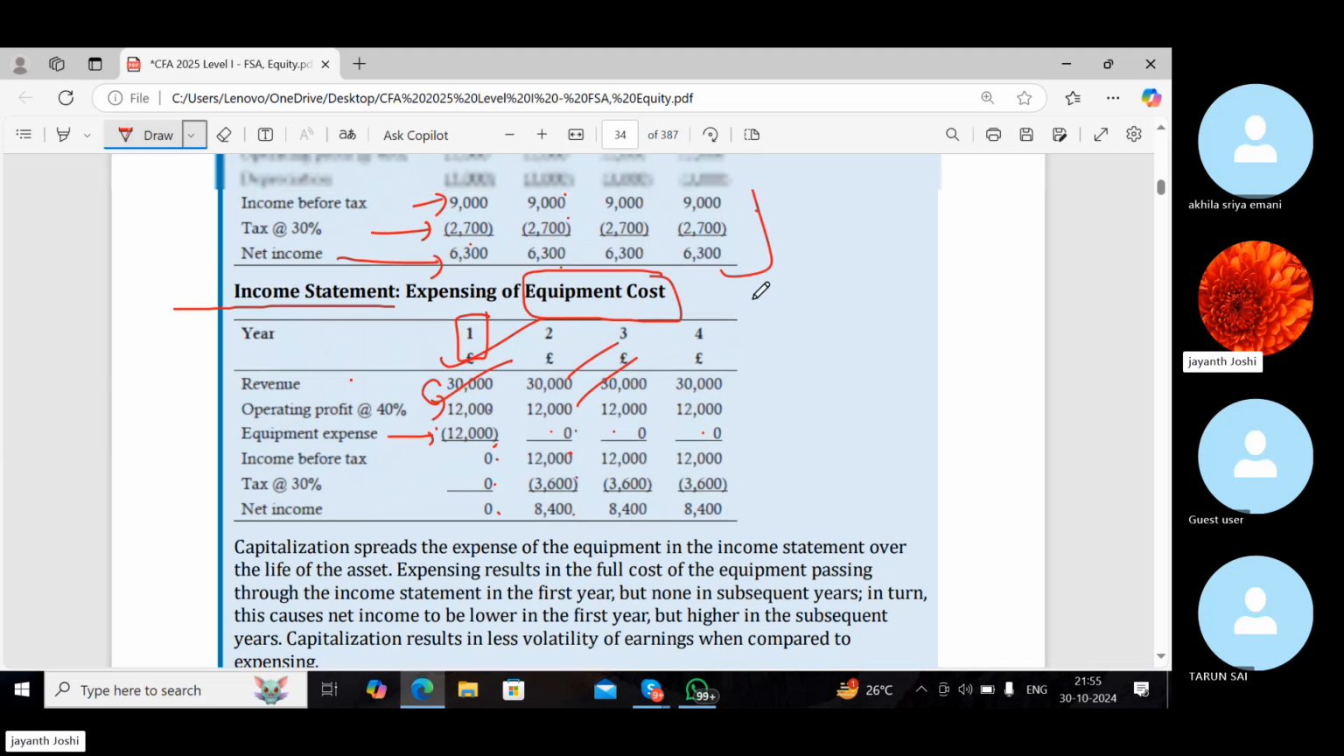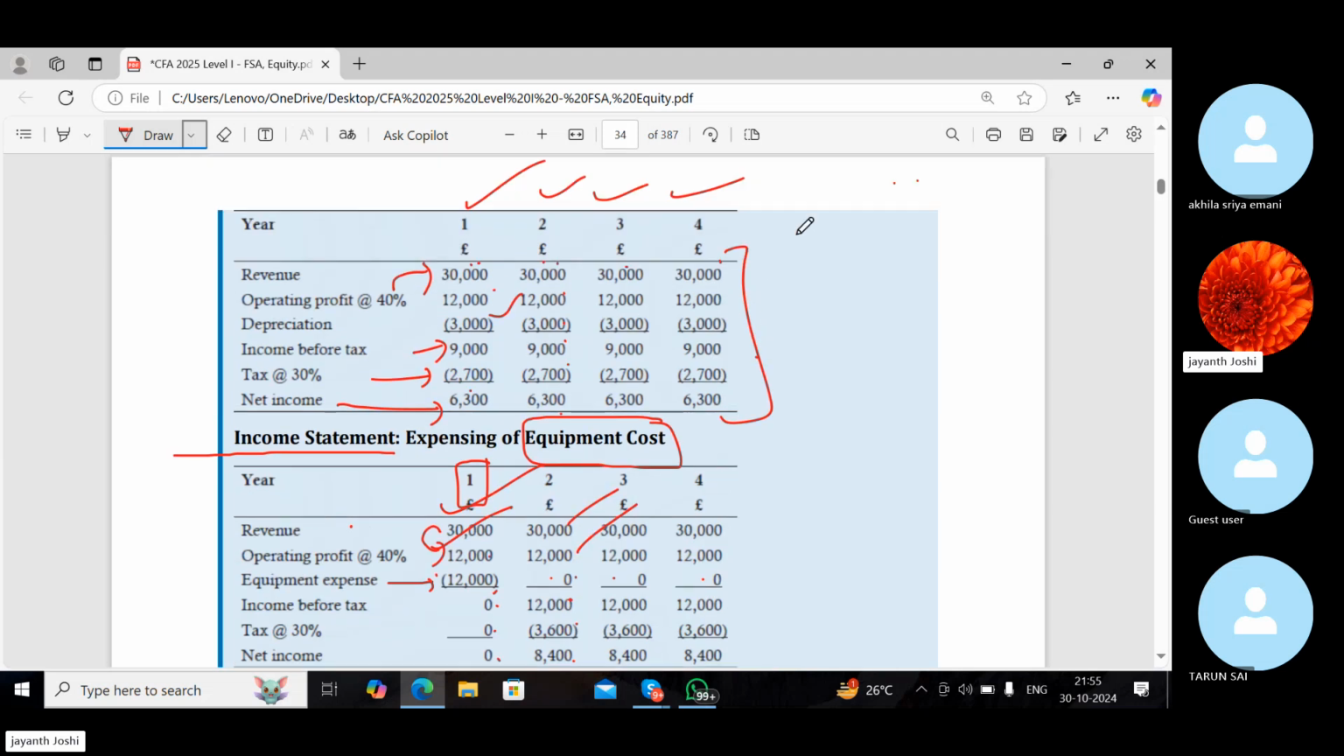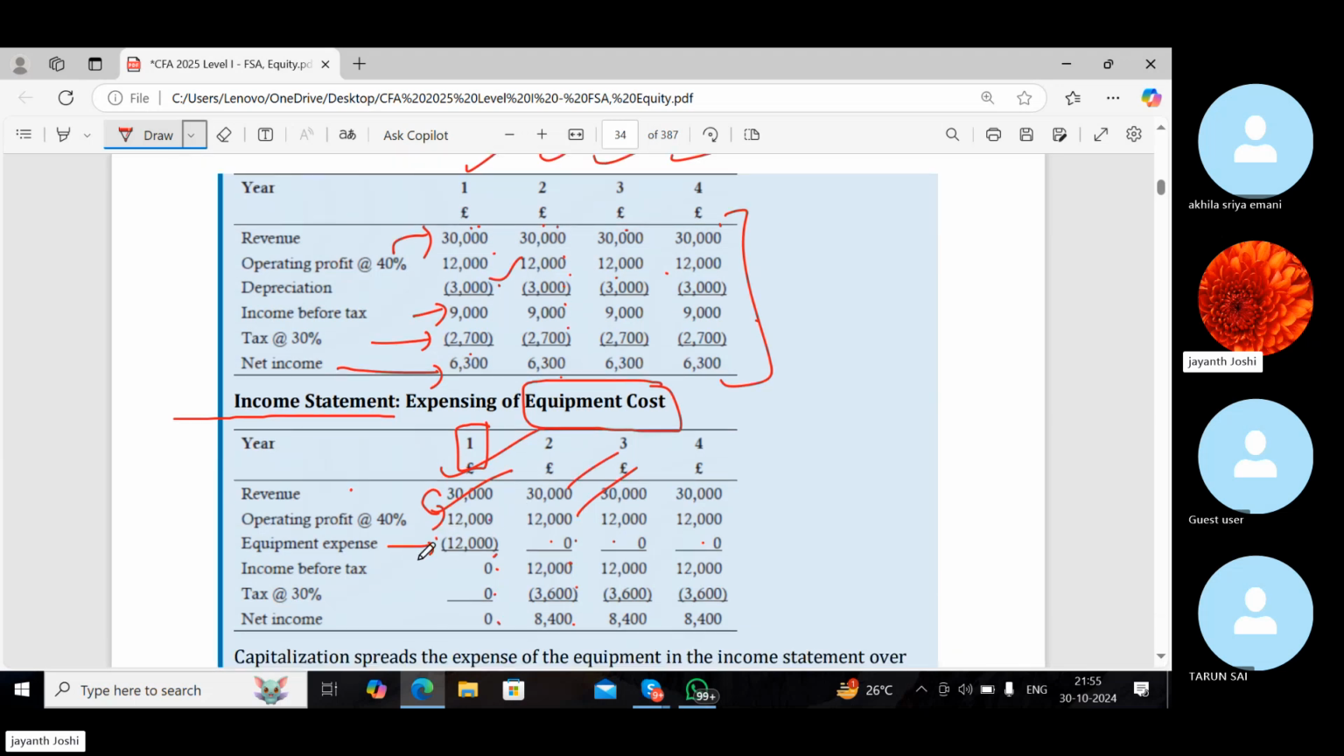What you understand is, if you capitalize the asset, you show its expense evenly over every year. But when you expense the asset, you show its expense only in the first year, and in the rest of the years no expense is shown. So the income is the same every year. Here the income in the first year is almost 0, but in other years the income is more than under capitalization. Okay, please see this and check this. We'll move forward.